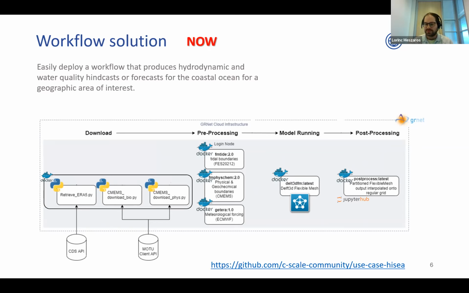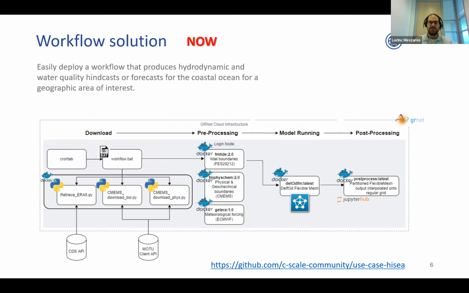Of course, it can be natively installed, but it's not always as easy. So we also have it available on Docker Hub and in Singularity. We can execute that and then post-process it with yet another Docker component, and we have some visualization in, as I mentioned, JupyterHub.